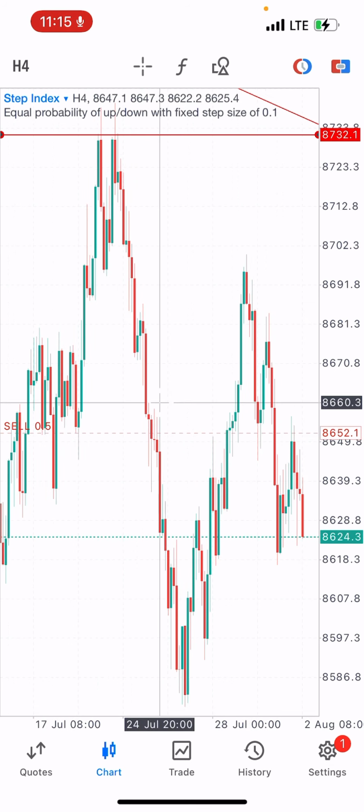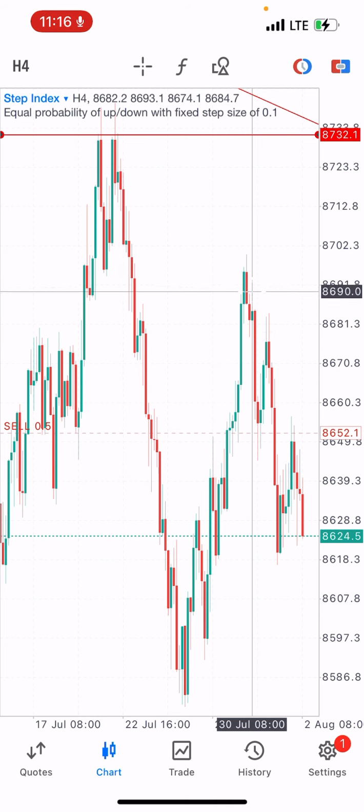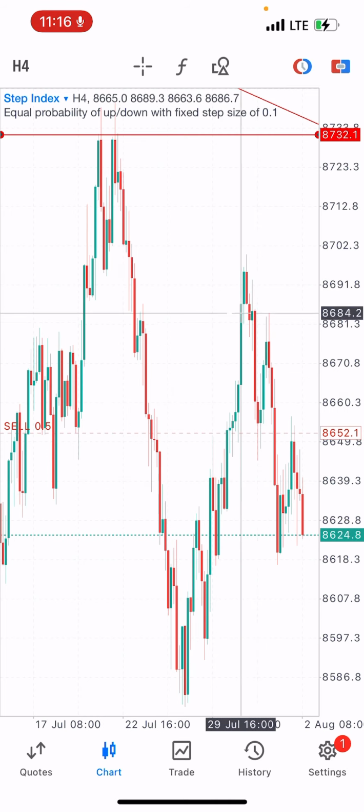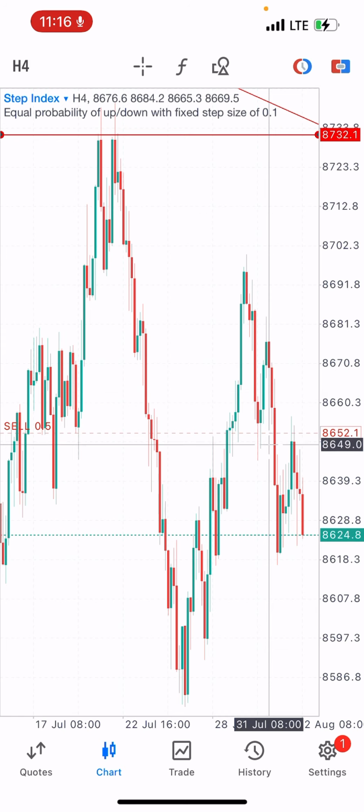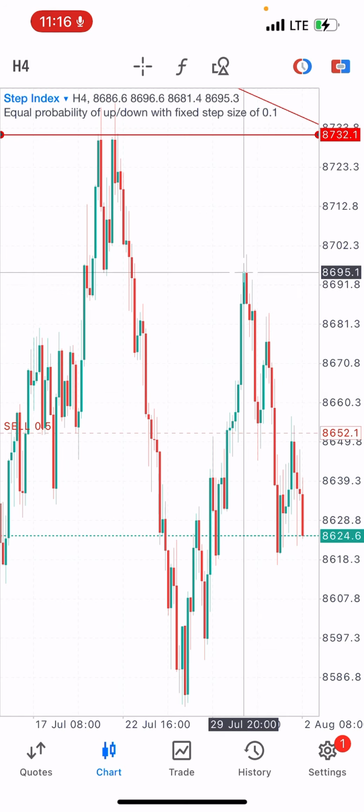For the 4-hour time frame, guys, you can see the market has been forming lower lows. It started giving us lower lows and lower highs movement. So you see, we got the higher high and another higher low.